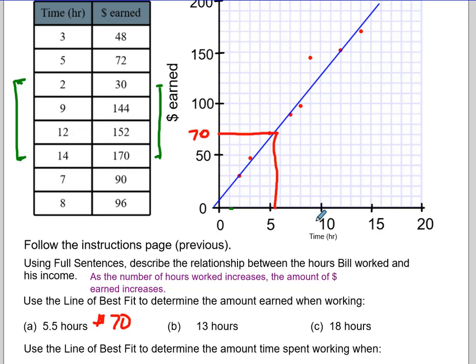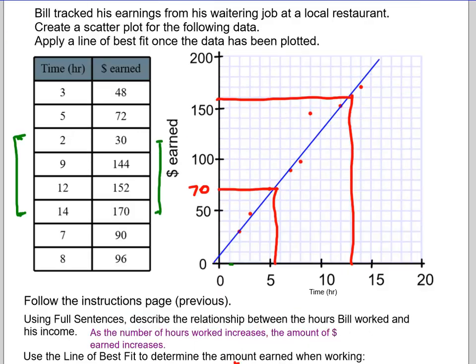So on 13 hours, we would go over to 13, and again, using a ruler would be good here. I don't have one handy for the computer. Okay, so I'm looking at about $160. Okay, and then lastly, 18 hours, we would go out here to 18, go up and go over. If we switch axes, okay, let's see if I can get that to slide down.